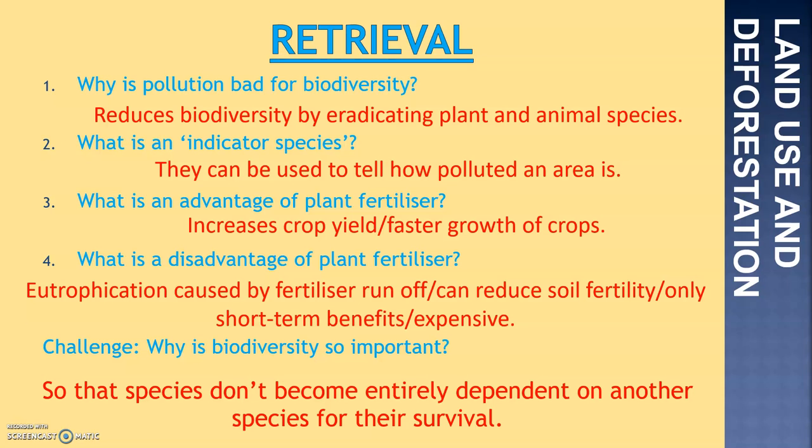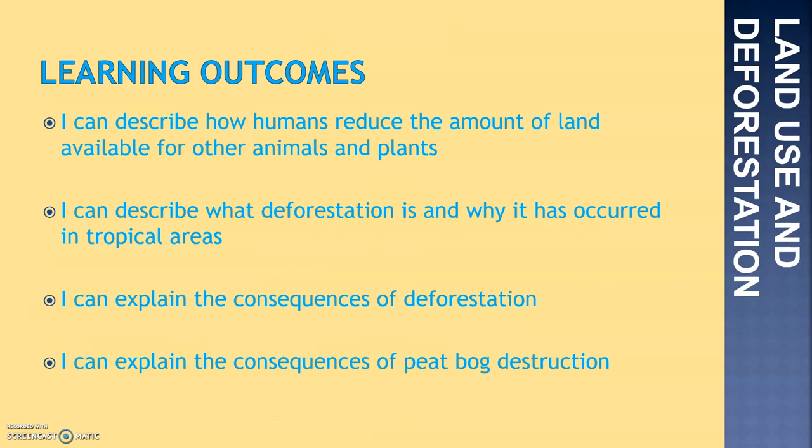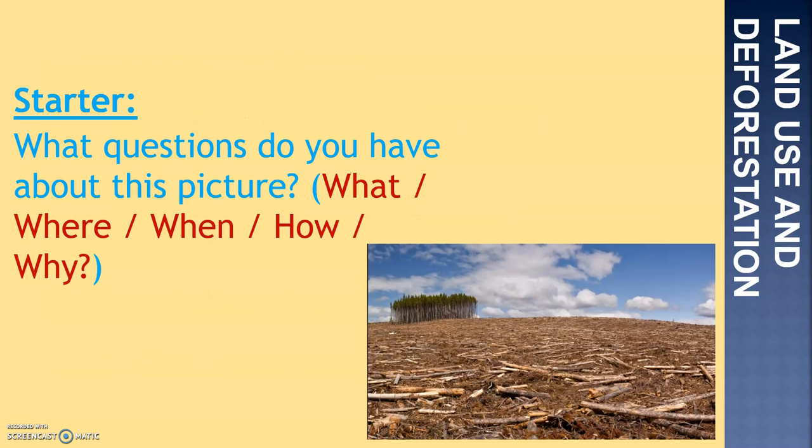All right, like I said, we are looking at land use and deforestation. Now the learning outcome is, hopefully by the end of today, you should be able to describe how humans reduce the amount of land available for other animals and plants. We can also describe what deforestation is and why it has occurred in tropical areas, and explain the consequences of deforestation, and lastly explain the consequences of peat bog destruction.